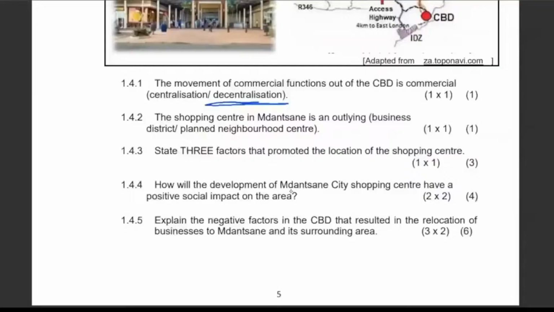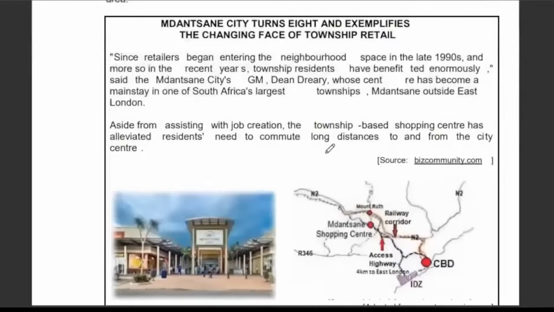When we are centralizing, we are concentrating activities, we are concentrating commercial functions in one area. But decentralization, we are moving them away from a focal point. Then number 1.4.2, the shopping center, Mtizane, is an outlying business district or planned neighborhood center, shopping center. Right, that one you can find in the text.